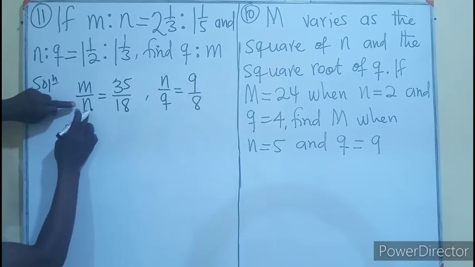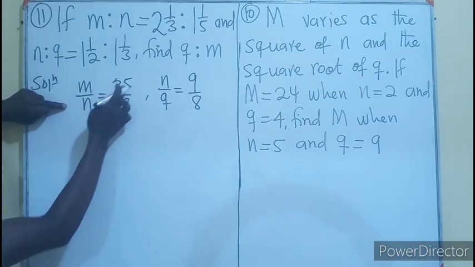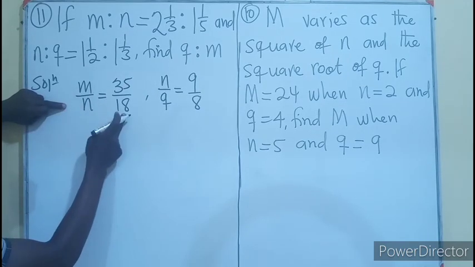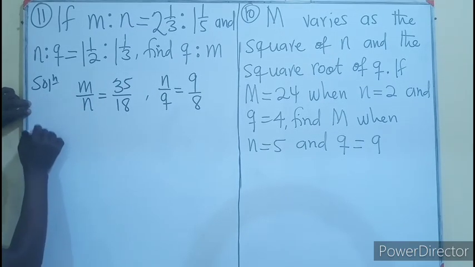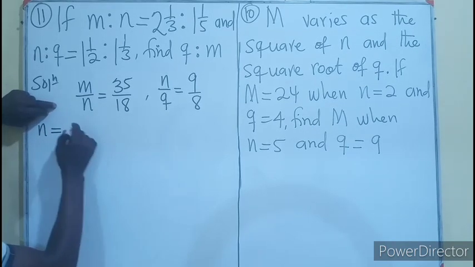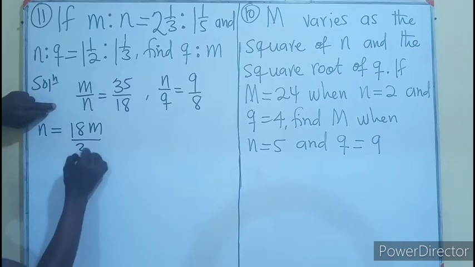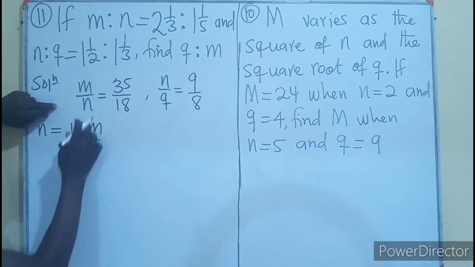If you are making n the subject here, n will multiply this to give you 35n, m will also multiply this. So it means I'll be having n equals to 18m divided by the 35, as the coefficient of n.